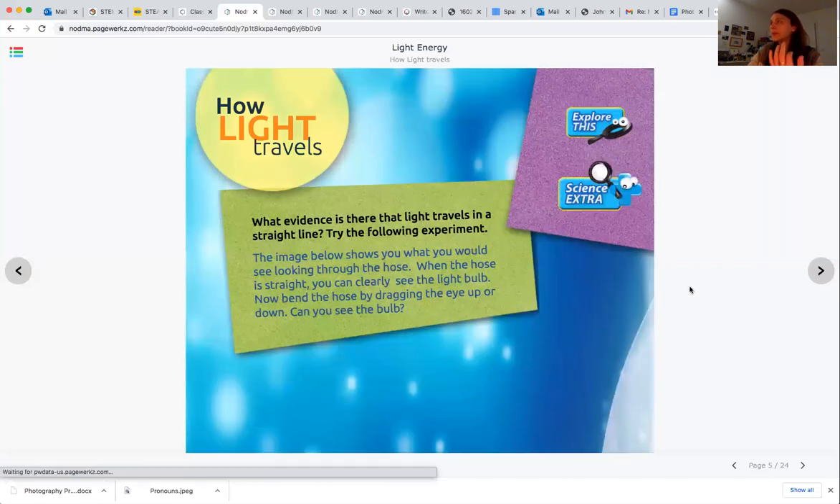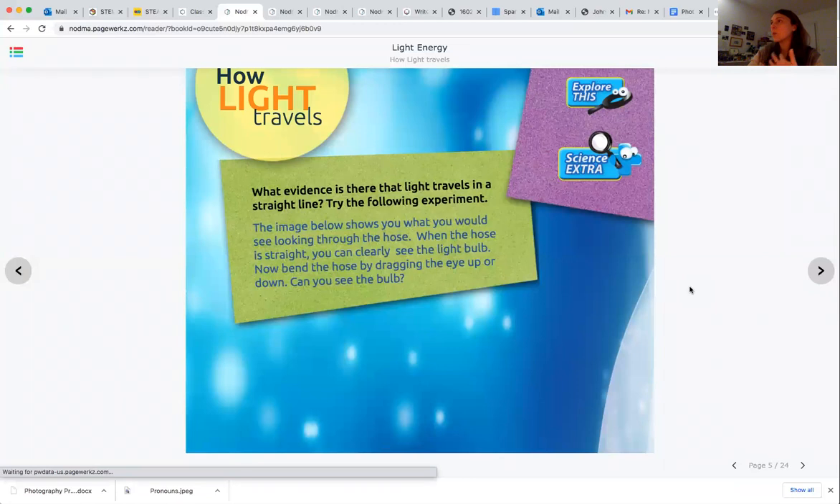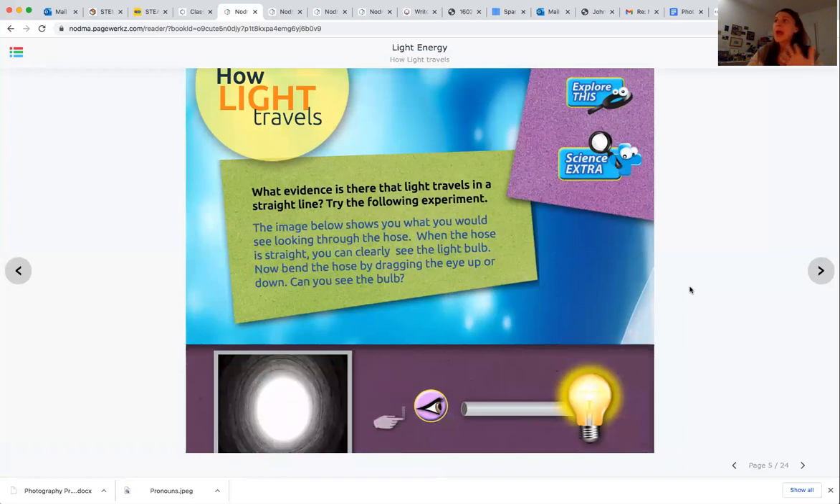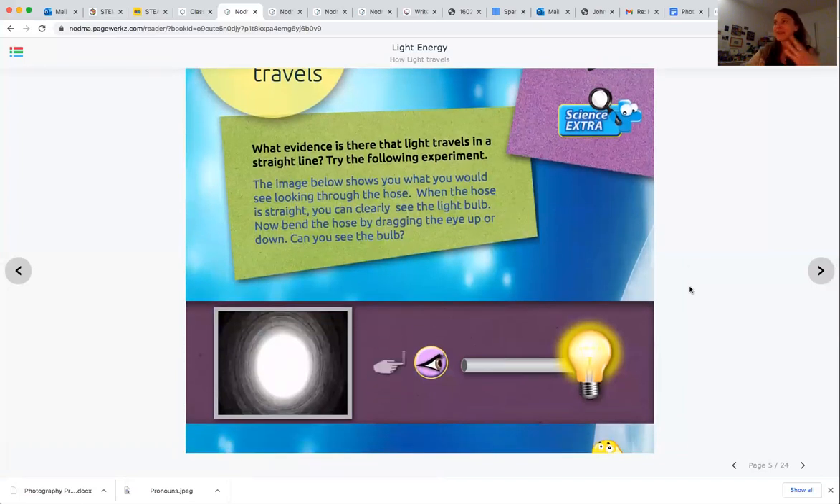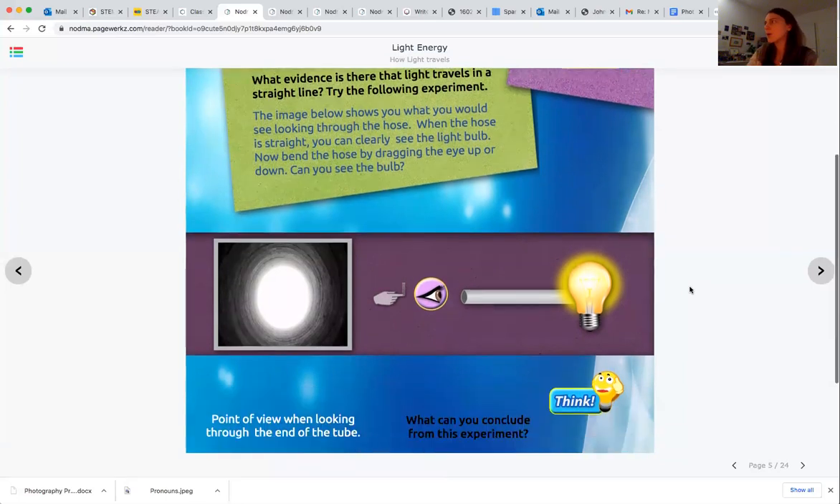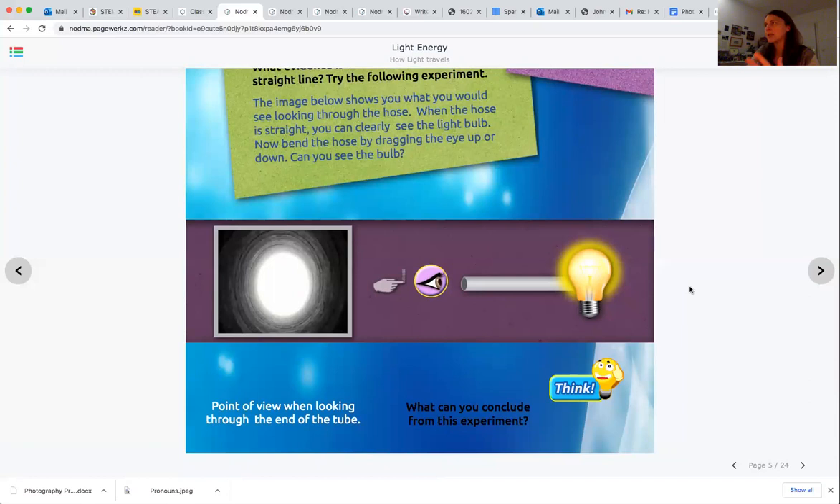Okay, so this goes into a little bit more of how light travels. So what evidence is there that light travels in a straight line? Try the following experiment. As we talked about today, you've already done this with dictionaries, so this is just another way that they could try it. The image below shows you what you would see looking through a hose. When the hose is straight, you can clearly see the light bulb. Now bend the hose by dragging the eye up or down, and can you see the bulb? You don't have to obviously do this with bulbs. As you said, with a hose, you don't have to do it with a hose. You can do it with dictionaries.